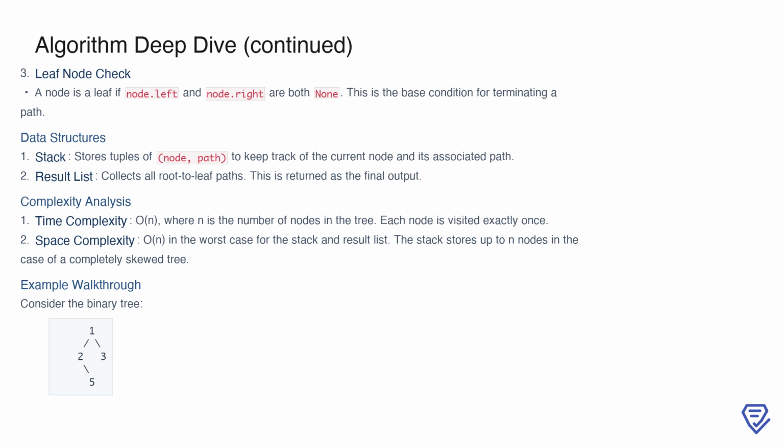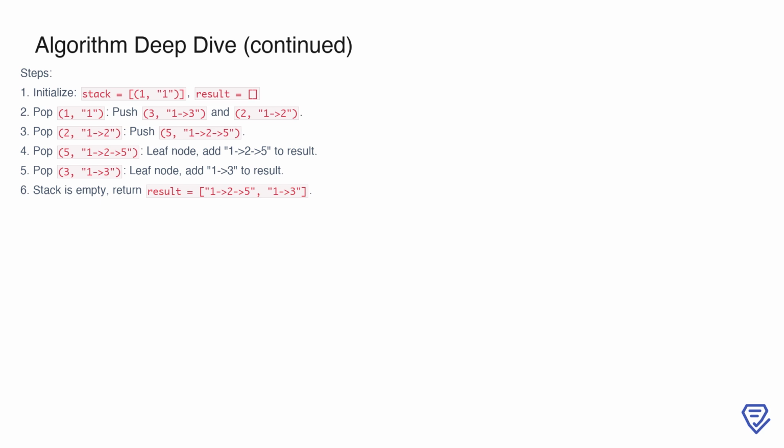In terms of complexity, the time complexity is O(n), because we visit each node once. The space complexity is also O(n) in the worst case, accounting for the stack and the result list. To solidify our understanding, let's walk through an example with a binary tree.